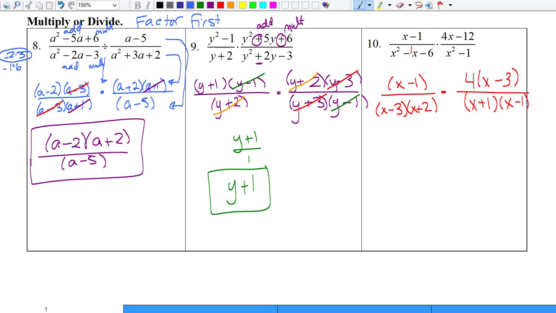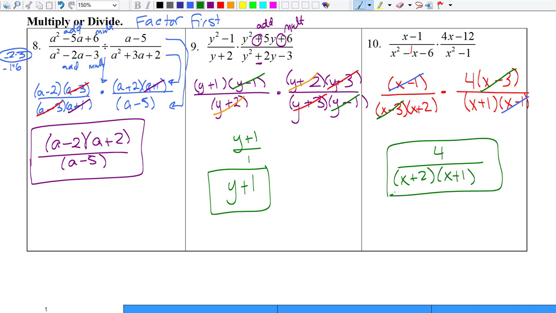All right, what divides out? X minus 1, I see. I also see an x minus 3. And I think that's it. So I have a 4 left on top, an x plus 2, and an x plus 1 left on bottom. And that's how you finish up multiply or divide.